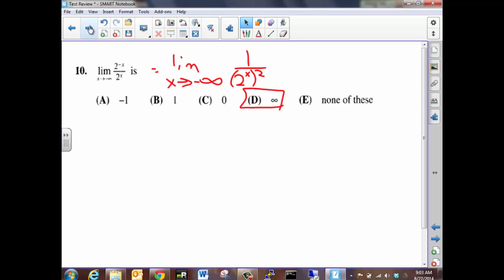And doesn't the bell ring soon? It should ring in about 2 minutes. 2 minutes, okay. I couldn't remember what time. 9:05. All right.